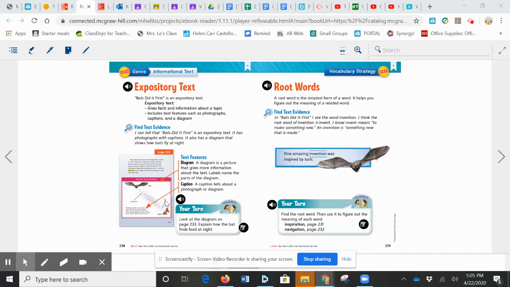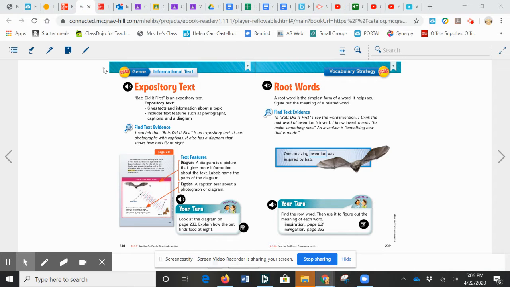And then a caption goes along with a picture. A caption tells about a photograph or a diagram. It gives you information about what you're looking at. And that can be below it or above it. Sometimes it's next to it on the side. So those are some examples of text features that we talked about earlier in the year.